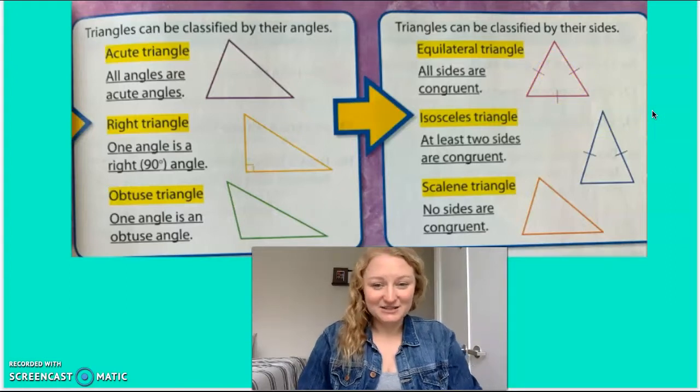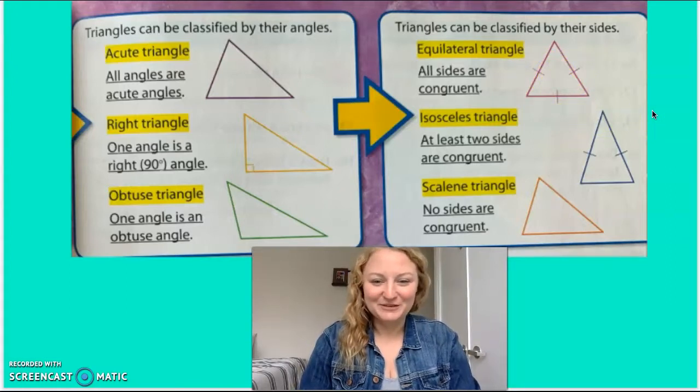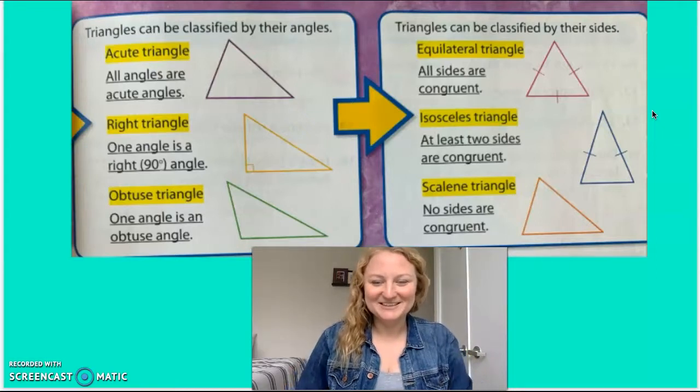An isosceles triangle, which is spelled funky. I think it was Natalia that was so proud of herself for spelling isosceles correctly.